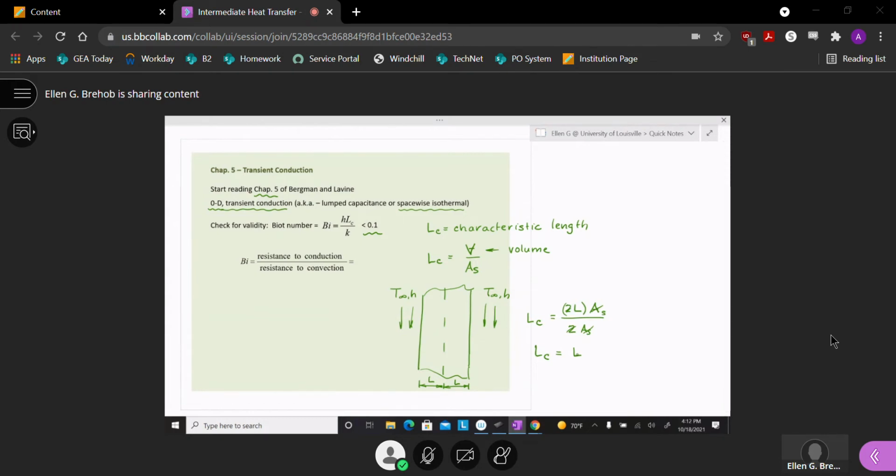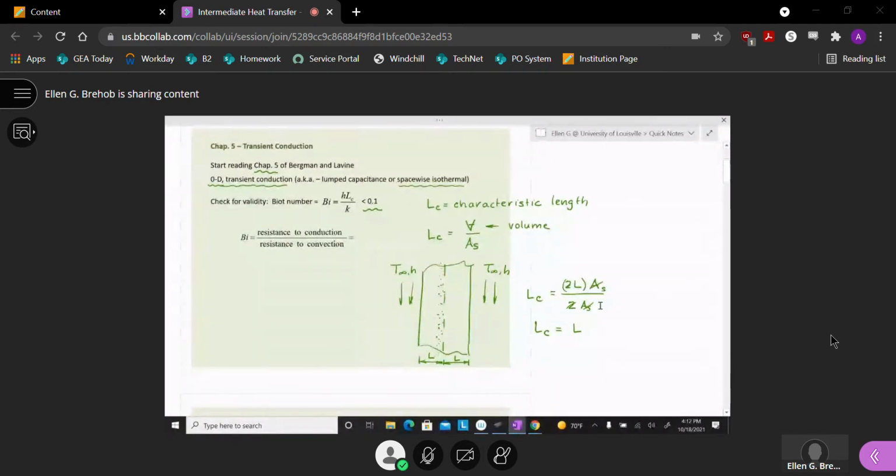Okay. If I had an insulated boundary over here, we would go through the same exercise. Now the volume is going to be L times surface area, but the area that is exposed to convection is just 1 surface area. Okay, we did this the other day when we talked about one-dimensional conduction in fins.